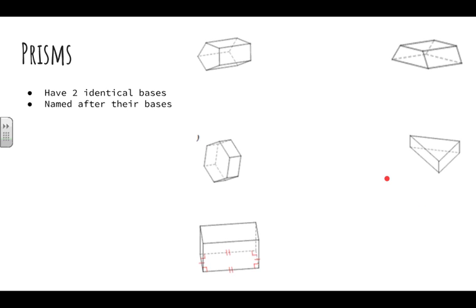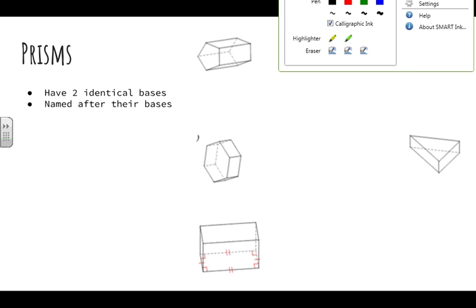We'll start with prisms, which are the most basic. They have two identical bases, and prisms are named after their bases. So here we have 5 different prisms. Now your bases can be any shape, but the other faces of your prism are going to be rectangles. That's just a given.